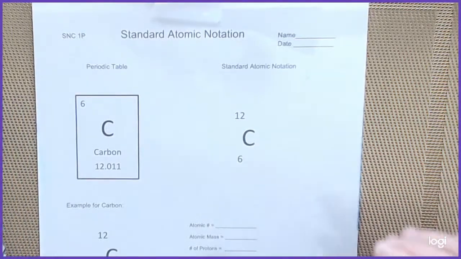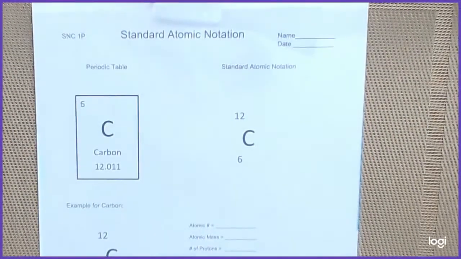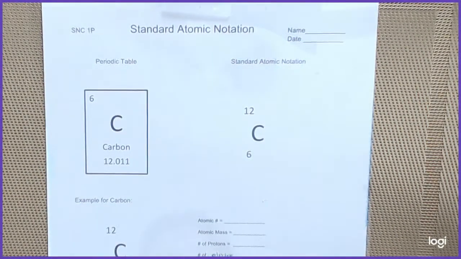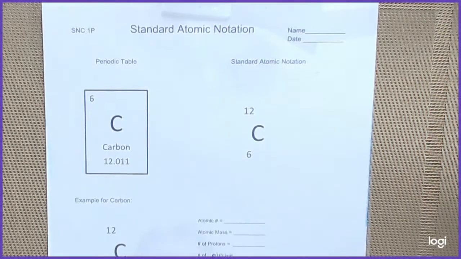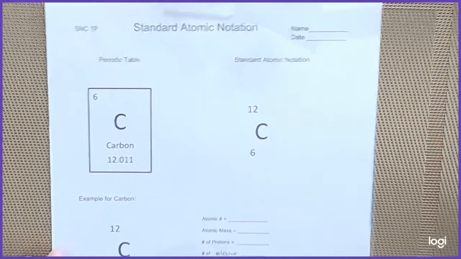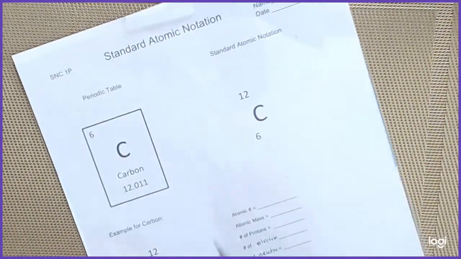What we're going to do now is learn about standard atomic notation. If you remember back to the periodic table, the boxes in the periodic table tell you all the information that you need to know to find out the number of protons, electrons, and neutrons in an atom. So let's do a little reminder of the information that's on that periodic table.